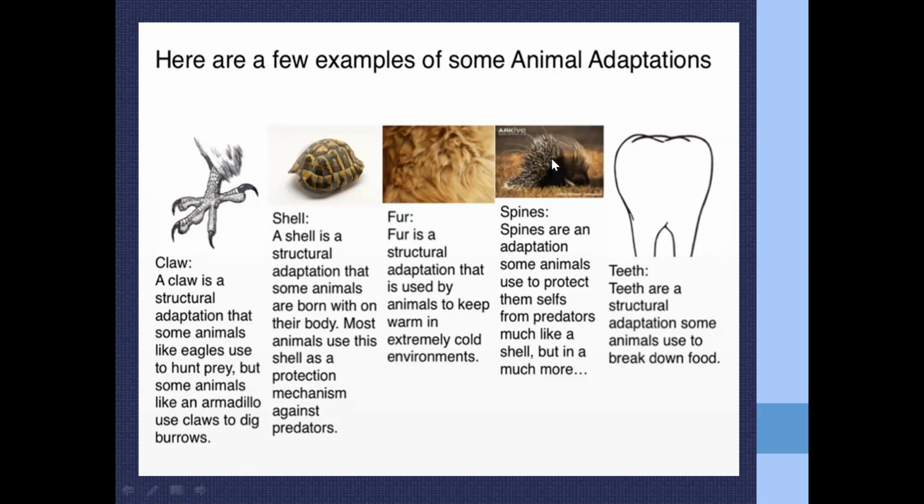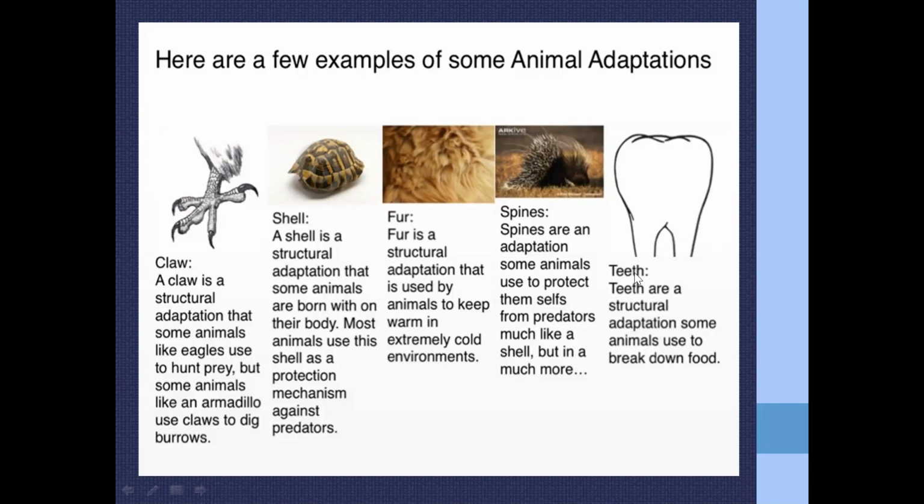Now we will talk about spines. You have seen that some animals have long, spike-like or spine-like features on their bodies. Spines are an adaptation some animals use to protect themselves from predators, much like a shell, but in a much better way. Okay, in a much better way. So these spines help to protect the animals from predators.